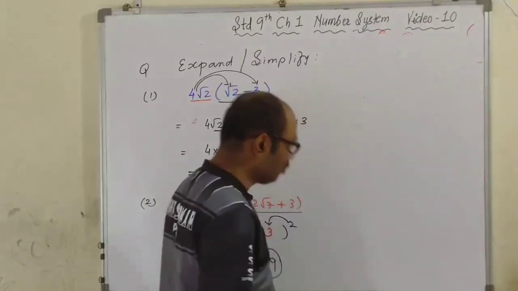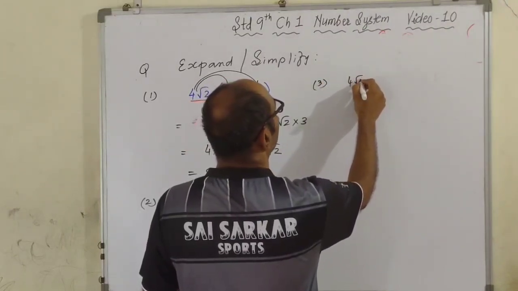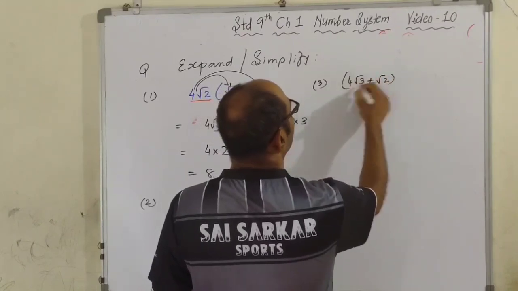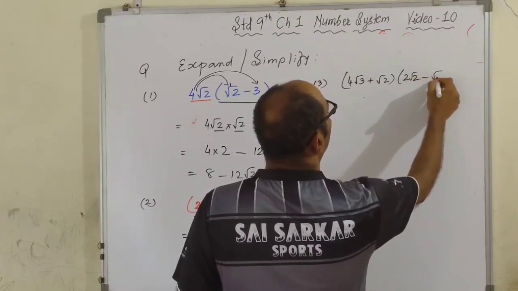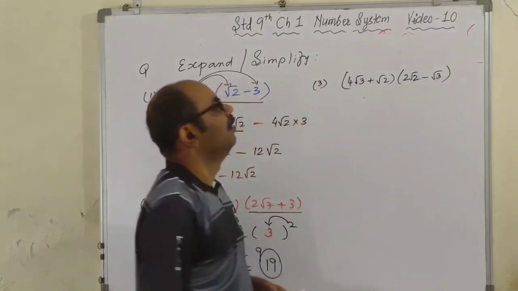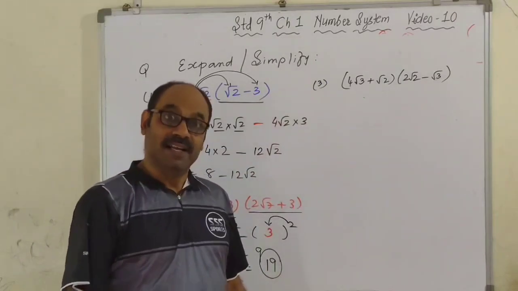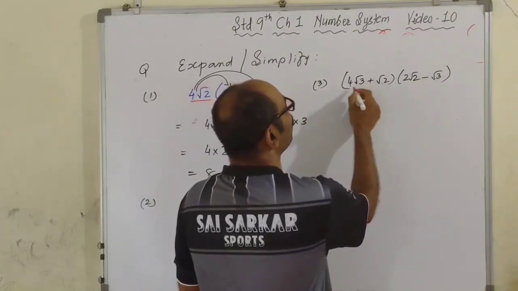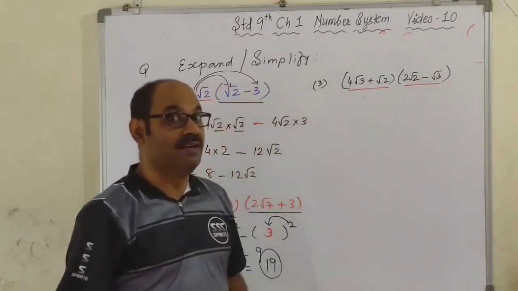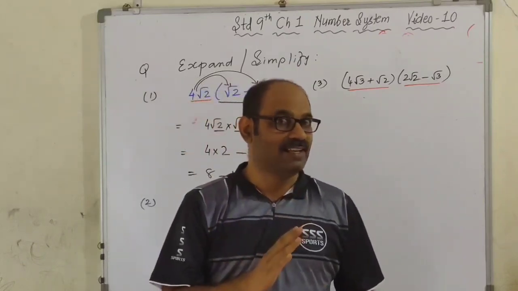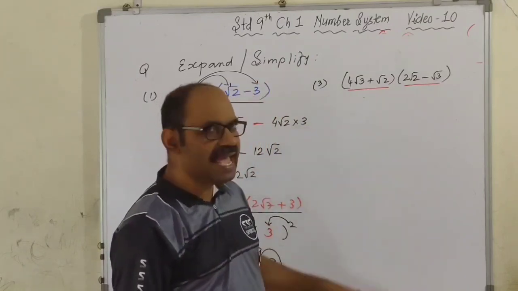Chal. Number 3. Interesting. What is the next expansion? It is also binomial. 1, 2, 2 terms in the bracket. So it is a binomial. In the next also 2 terms are there. So it's a binomial. So binomial into binomial. But then we have to carefully think which one will be applied. Are all terms different? Yes.